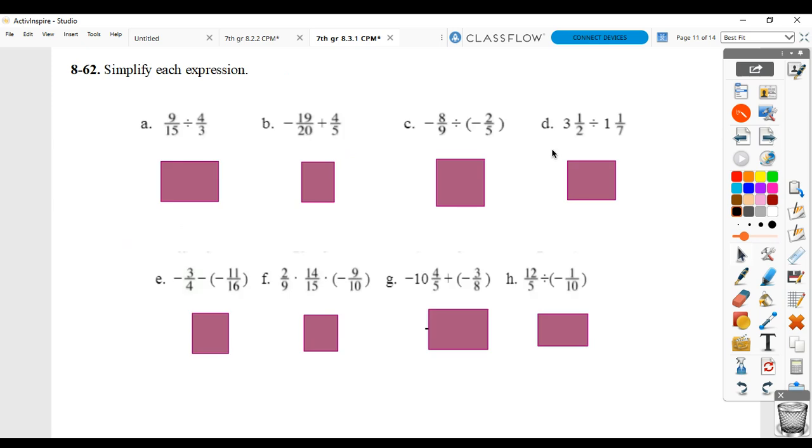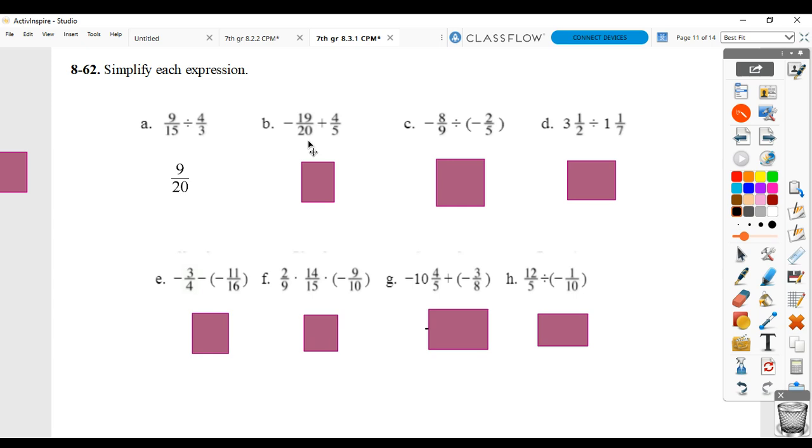For these, you need to make sure you have some work shown. It's a good review of previous skills. So for the first one, we would see a keep change flip. So 9/15 times 3/4. And then multiply and simplify, or simplify then multiply. You get a final answer of 9/20.